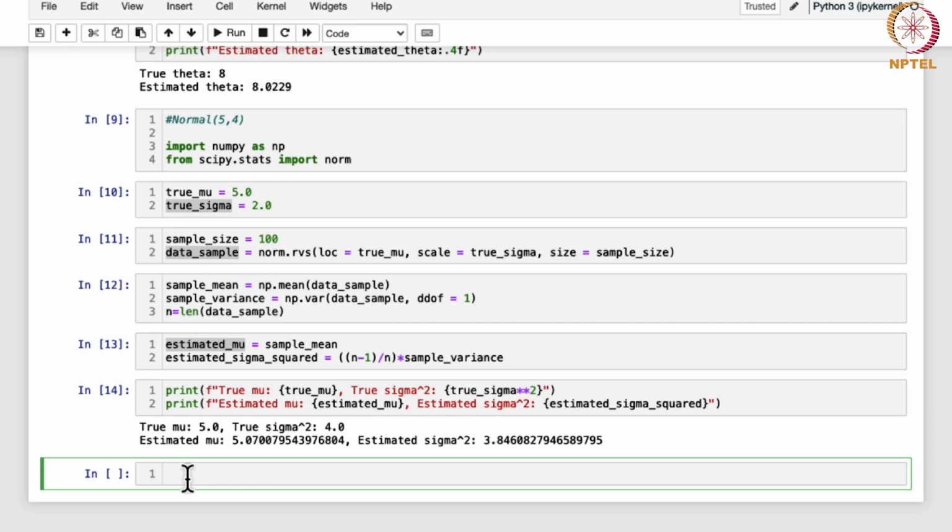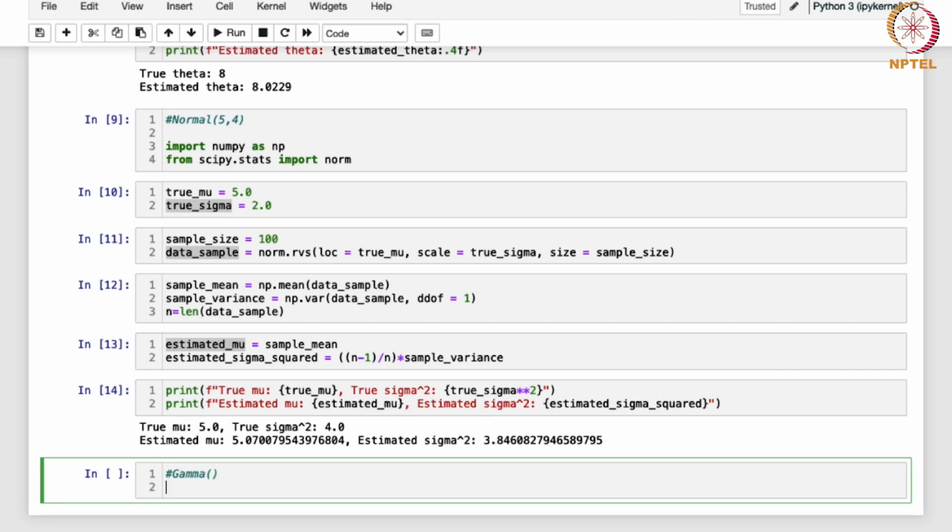Now we are going to look into the gamma distribution, and there in gamma we have two parameters again, alpha and beta, and we obtained their estimators. Let us see if it reflects the same thing over here also. So gamma, alpha, beta would be there. Let us first start and then I will write.